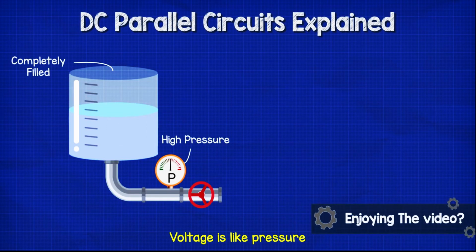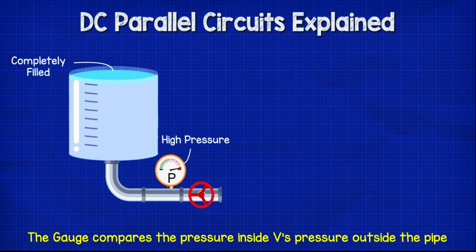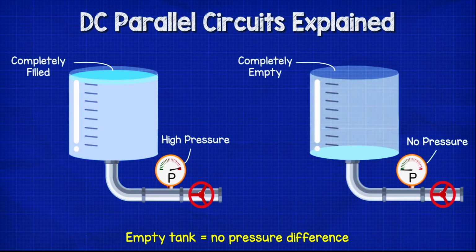Voltage is like pressure in a water pipe. If you fill up the tank, then the water pressure is high, and we can read the pressure with a pressure gauge. The gauge is comparing 2 points in order to know what the difference in pressure is. This will be the pressure inside the pipe compared to the pressure outside the pipe. When the tank is empty, there is no pressure difference because the pressure inside the pipe is now equal to the pressure outside the pipe. So therefore, we get a reading of 0.